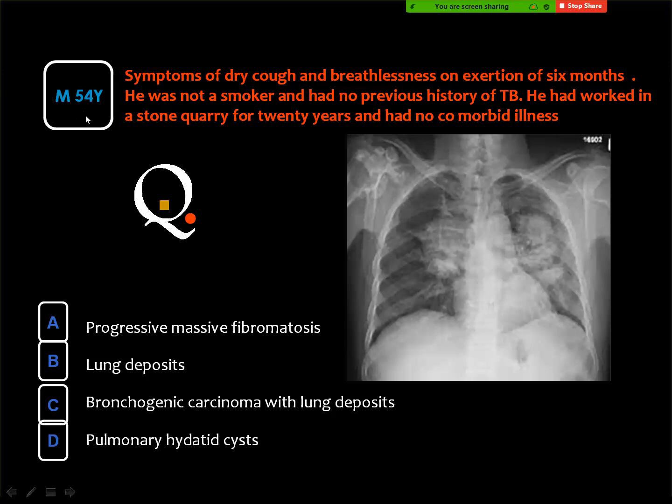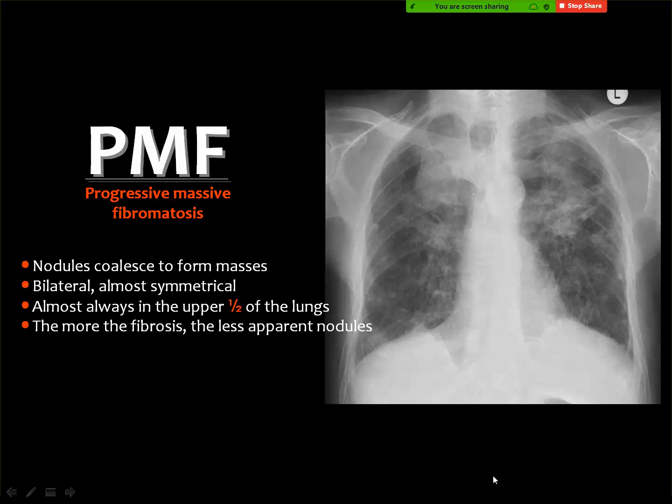And this patient is 54 years old with dry cough and breathlessness on exertion for 6 months. He was not a smoker and had no previous history of TB. He had worked in a stone quarry for 20 years and had no comorbidities. Progressive massive fibrosis. Yes, this is progressive massive fibrosis, two big, almost symmetrical masses in the upper part of the chest on either side of the mediastinum, positive history and classic X-ray appearance.